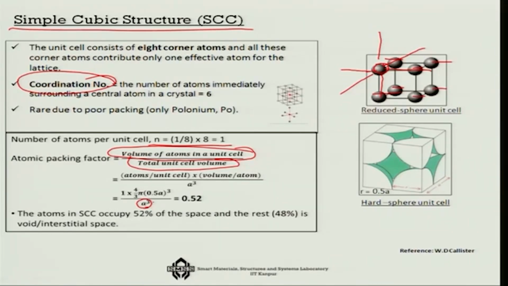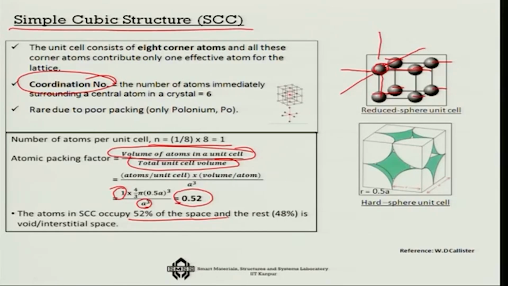Now, how do we find the volume of atoms in a unit cell? We have to find out how many atoms there are per unit cell and then the volume per atom. In this case, atoms per unit cell is 1/8 into 8, so effectively 1. And the volume per atom, you can consider it a rigid spherical system without much loss of generality, so it will be 4/3 pi r cube, where r is half of a, half of the lattice distance. So the packing is something like 0.52 or 52% of the space.